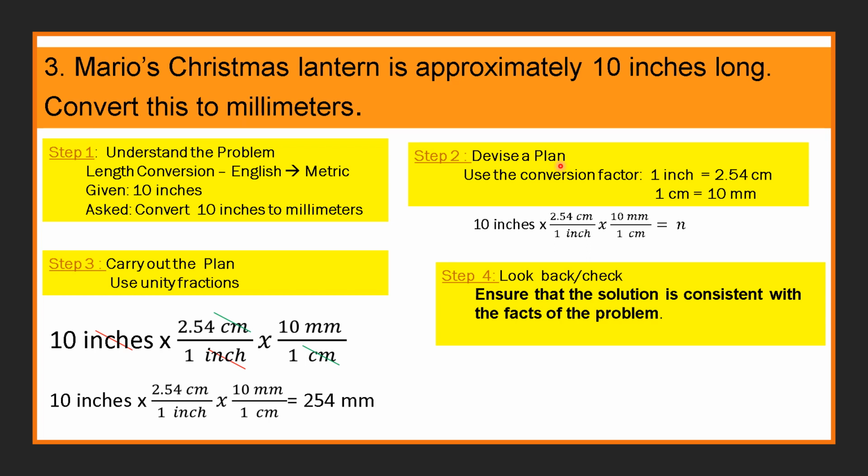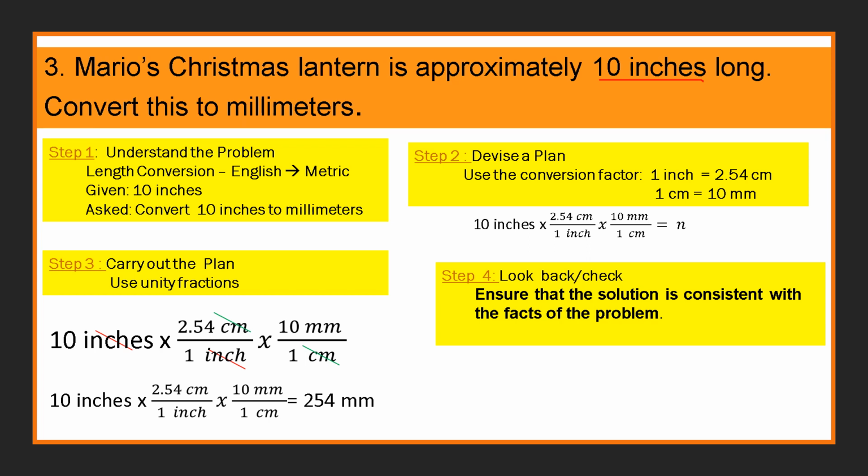Based on this given information, we will now proceed to step 2, which is to devise a plan. In solving this problem, we can use 2 conversion factors. We have here 1 inch is equal to 2.54 centimeters. So we have to convert this 10 inches first to centimeters. Then after converting it to centimeters, we will convert centimeters to millimeters.